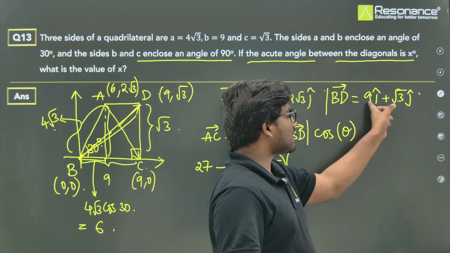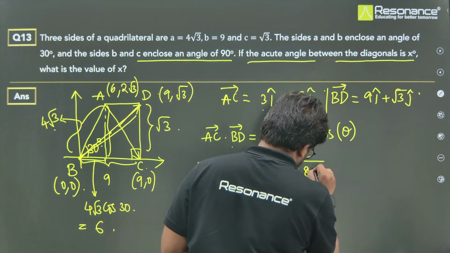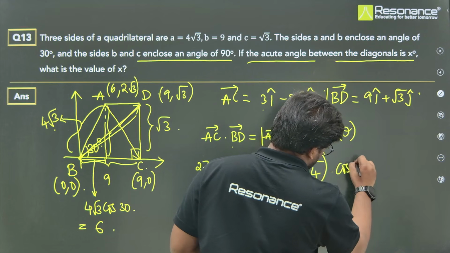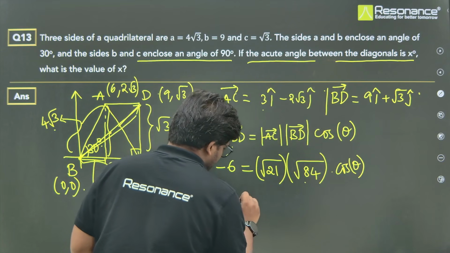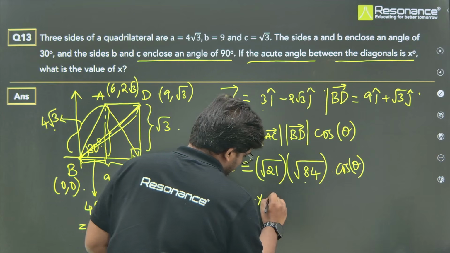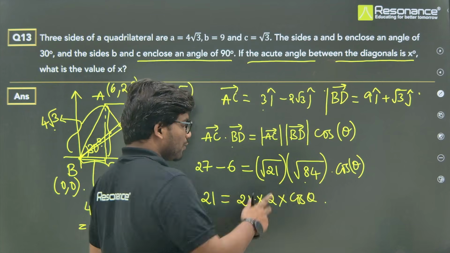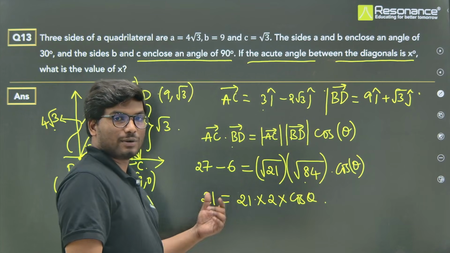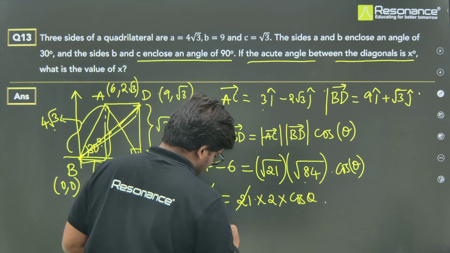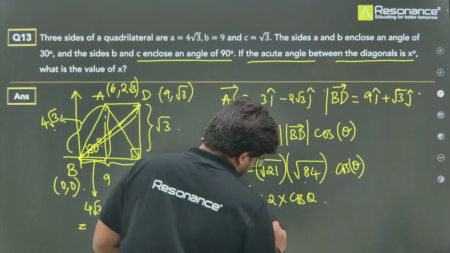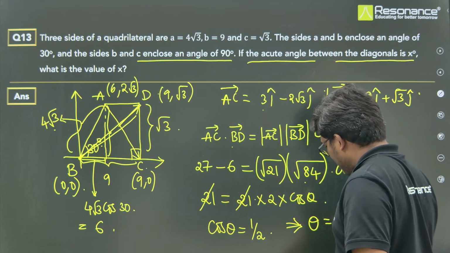Mod BD bar is what? Root 81 plus 3, 84, into cos theta, which is the acute angle between the diagonals. So 21 equals 21 into 2 into cos theta, because 84 is 21 fours, so root 21 into root 21 is 21 and root 4 is 2. So cos theta becomes 1 by 2. Since theta is acute, theta takes a value of 60 degrees.